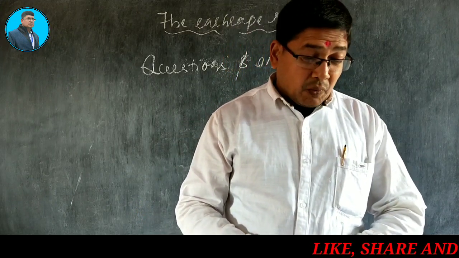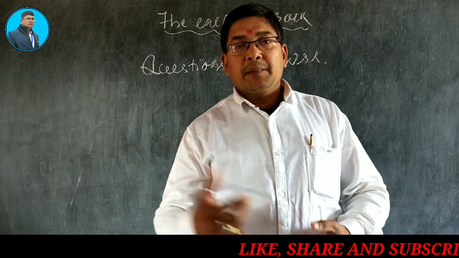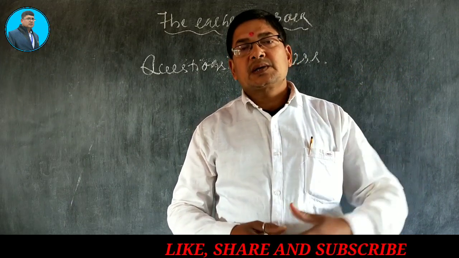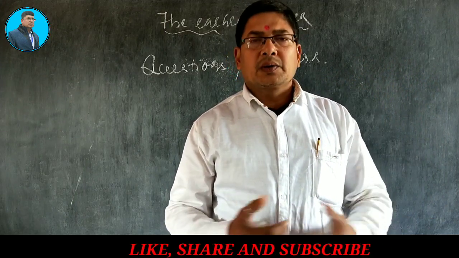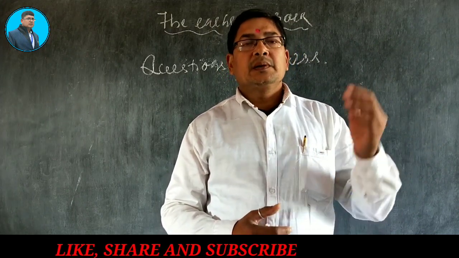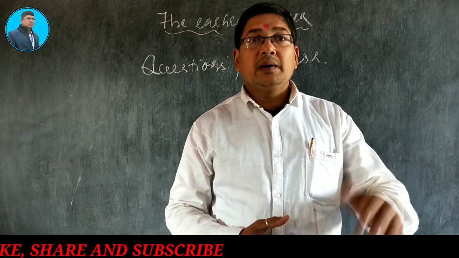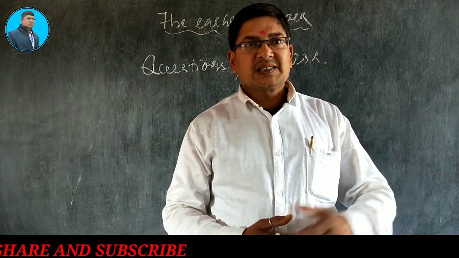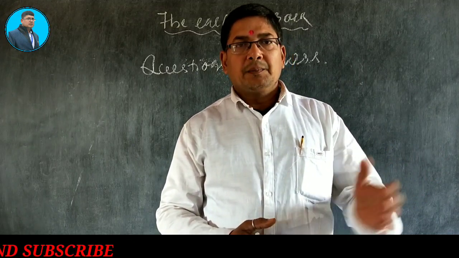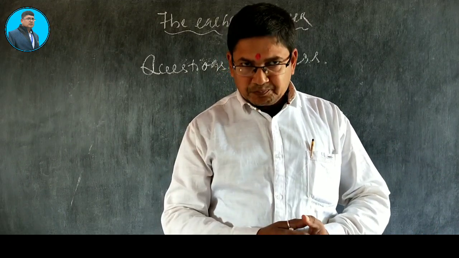Number 3. Why did the abbot place a bell on the Inscribed rock? What is the reason? The abbot placed the bell on the Inscribed rock in order to save the mariners or sailors from the collision.